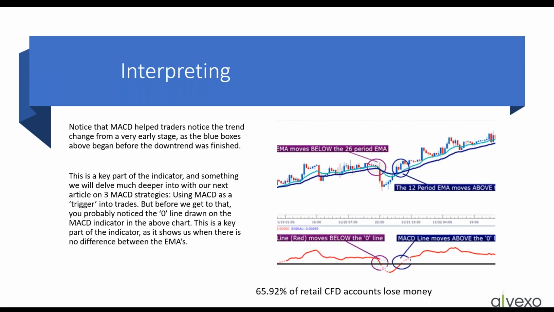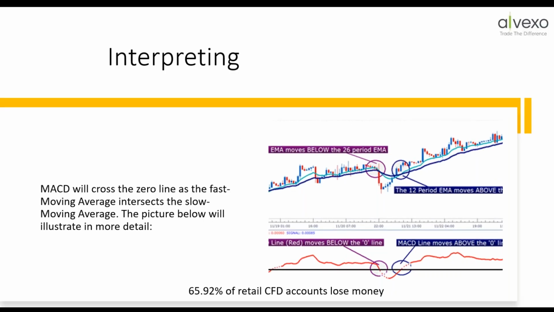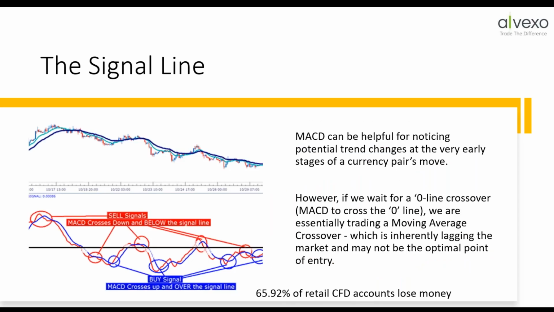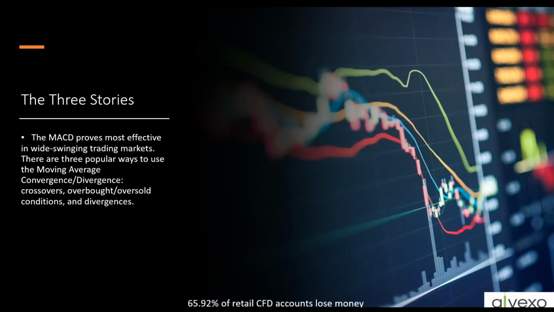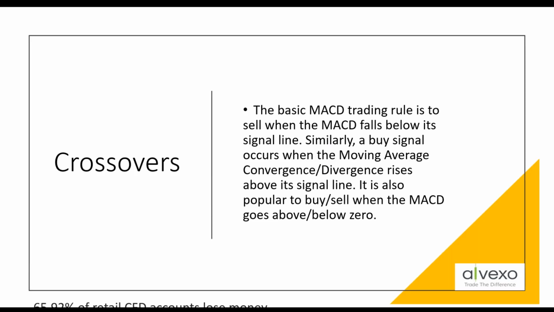Now, MACD gives us three different stories that we can use. These three stories, or three purposes, are convergence and divergence, overbought and oversold conditions, and crossovers. Now, the basic MACD trading rule is to sell when the MACD line falls below its signal line, similarly to buy when the MACD line rises above its signal line.